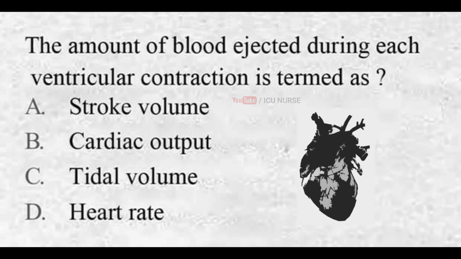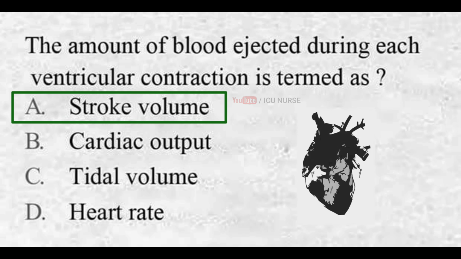The amount of blood ejected during each ventricular contraction is termed as A. Stroke volume, B. Cardiac output, C. Tidal volume, D. Heart rate. And the correct answer is A. Stroke volume.